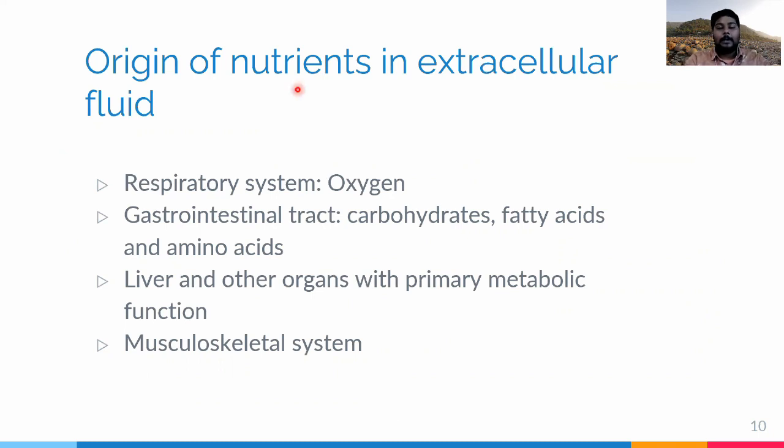Now, upon considering nutrients and delivery of nutrients, let us actually consider where these nutrients originate. The major systems involved in the origin of these nutrients include the respiratory system and the gastrointestinal system. The respiratory system is obviously responsible for delivering oxygen into the extracellular fluid, and the gastrointestinal tract is responsible for digesting and breaking down various food that we intake into smaller carbohydrates, fatty acids, and amino acids that can be absorbed by your blood. The liver, or the hepatic system, as well as other organs with primary metabolic function, play a major role in regulation of what nutrients get into the extracellular fluid. Various drugs or toxins are regulated by the liver and are prevented from entering into our bloodstream.